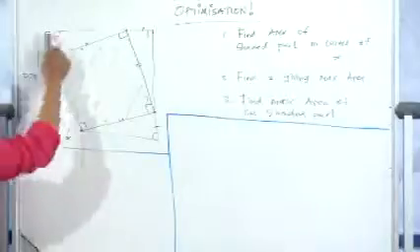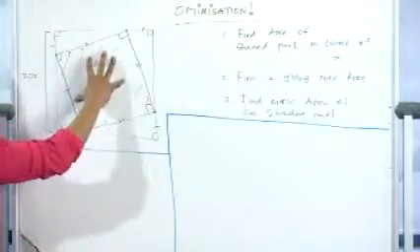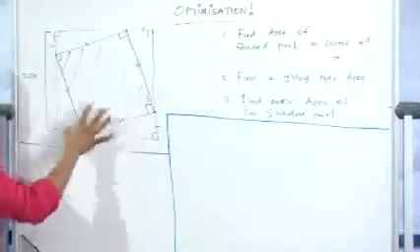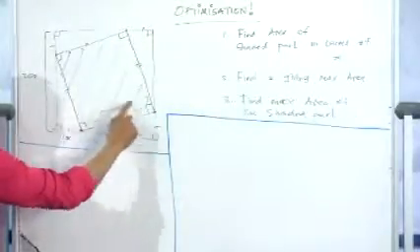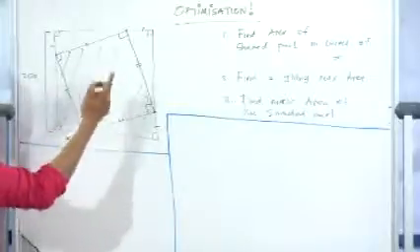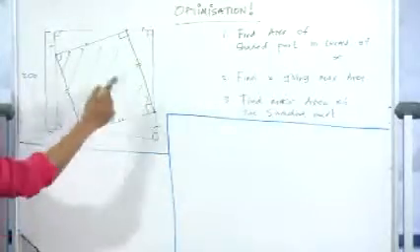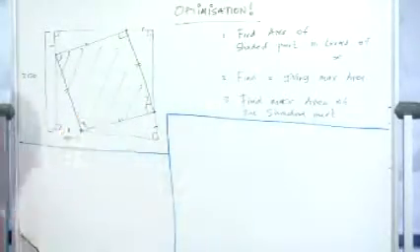So now they give you a shape that looks like this. You can take the shape down. They give you a big square and they give you an inscribed square within the bigger square. The question says find the area of the shaded part in terms of x. Question number 2, find x giving maximum area. And question number 3, find the maximum area of the shaded part.